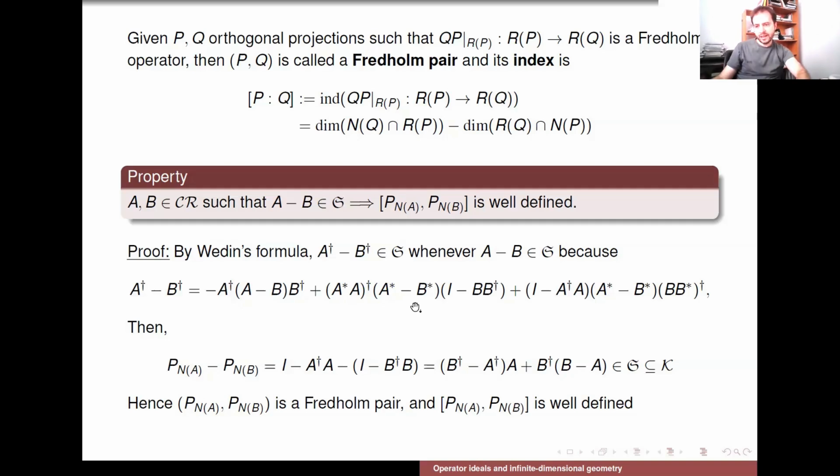So we find that A dagger minus B dagger belongs to the operator ideal, and then we write the projections onto the null spaces using the Moore-Penrose inverse here, which can also be written in terms of B dagger minus A dagger and B minus A. So this is in the operator ideal, and then we easily can get that the pair is indeed a Fredholm pair, so the index is well defined.